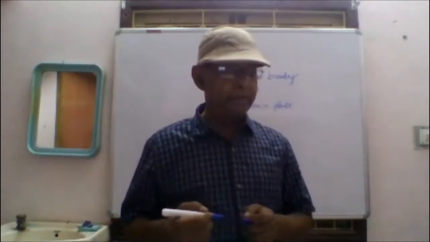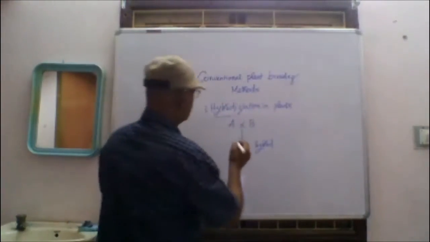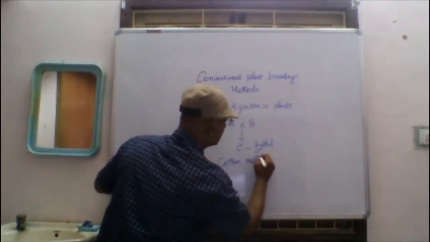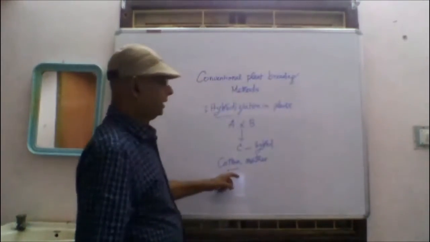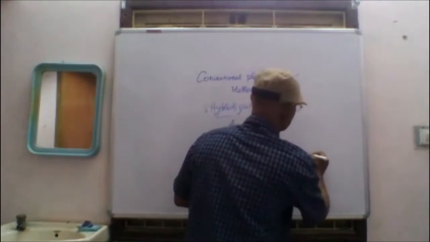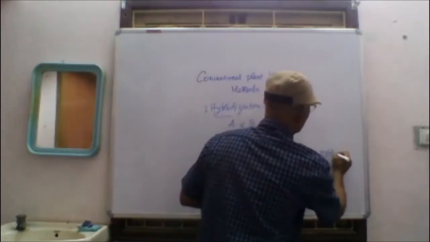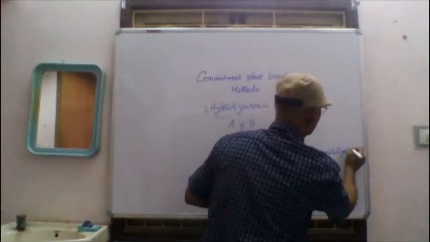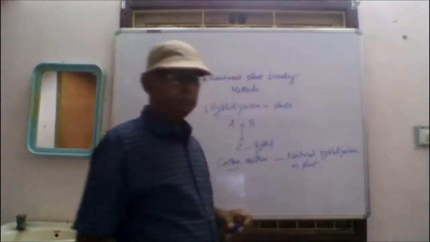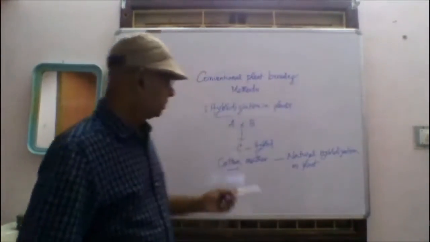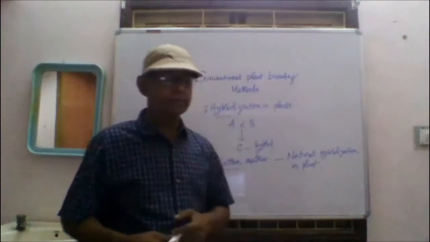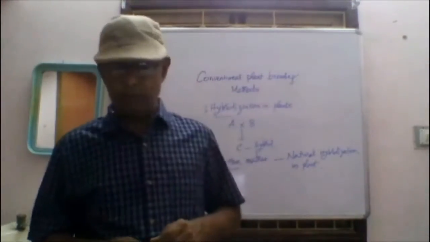Natural hybridization was observed by Cotton Mather. He was the first person to observe natural hybridization in plants. So that is the thing.